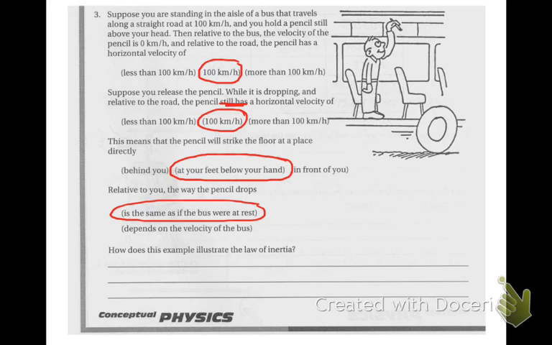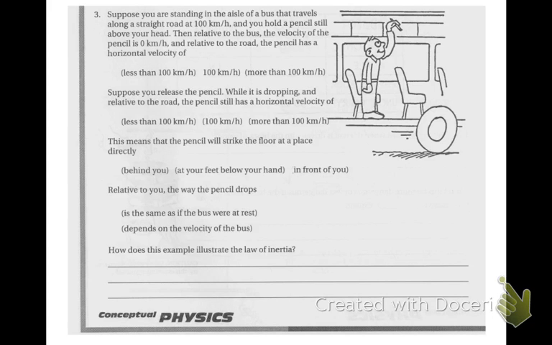How does this example illustrate the law of inertia? Well, a body in motion tends to remain in motion as long as no net force is exerted on the body in the direction of motion. And since there's no horizontal force on the pencil, its motion doesn't change. So no horizontal force on the pencil itself, its motion will not change. Okay? So I want you to pause the video and try question 1 on the next page.